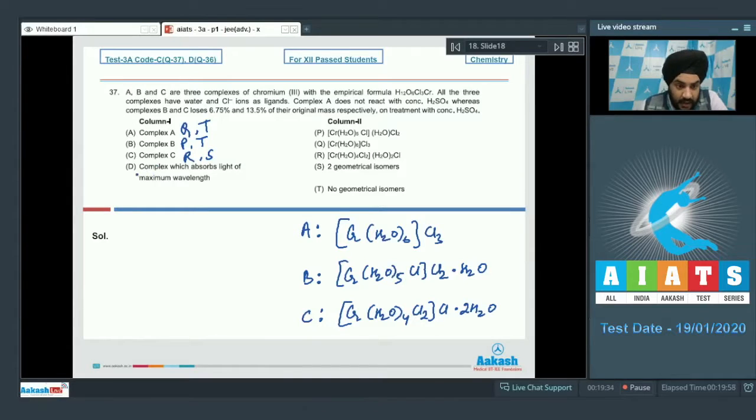If you talk about the complex given in option D now, it says complex which absorbs light of maximum wavelength. So the complex which absorbs light of maximum wavelength has to have the maximum number of weak ligands. If you talk about H2O and Cl-, H2O is a stronger ligand than Cl-. So the complex which is going to have the maximum number of weak ligands is going to be complex C. So option D is going to have the same matching as option C. So it will be matched with R and S. So students, we have the correct matching for question number 37 as well.